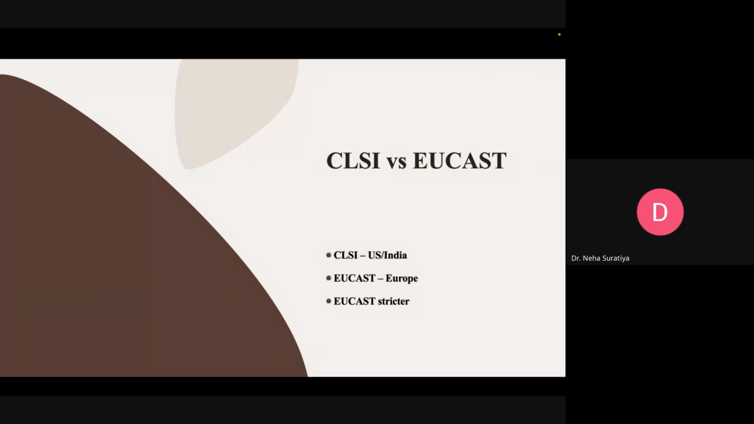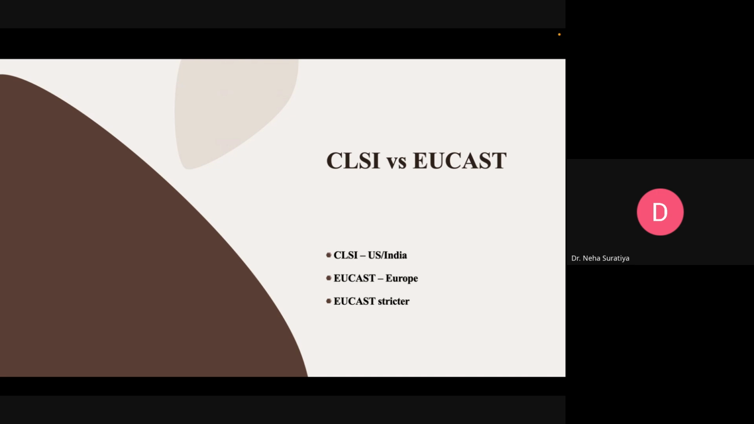Now CLSI is commonly used in India and the US, while EUCAST is for Europe, and EUCAST is a stricter guideline. Why, I will let you know. First understand both of them individually. Very first, CLSI, the full form is Clinical and Laboratory Standards Institute. Okay, Clinical and Laboratory Standards Institute. This is an international organization publishing lots of things.